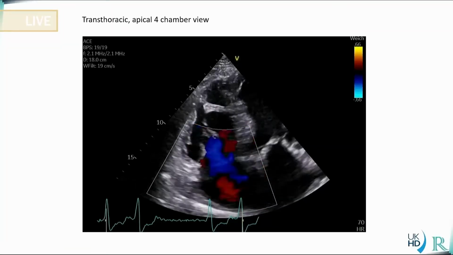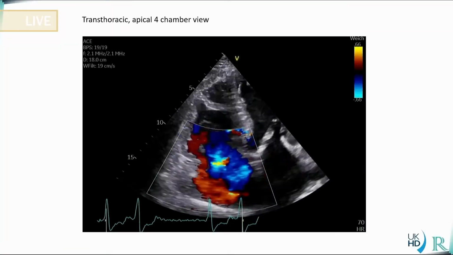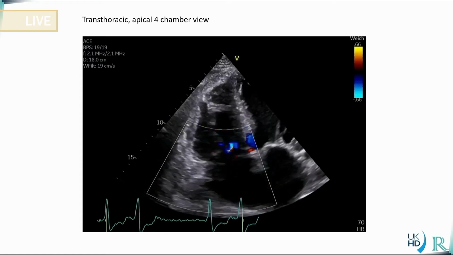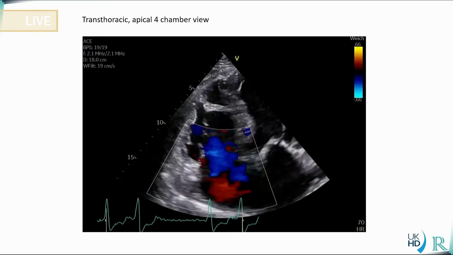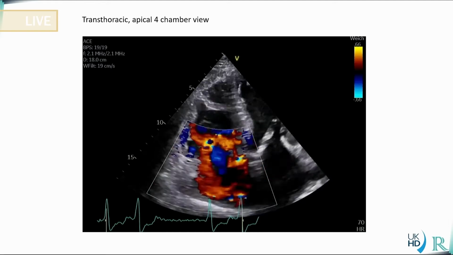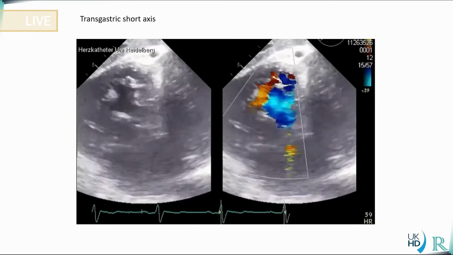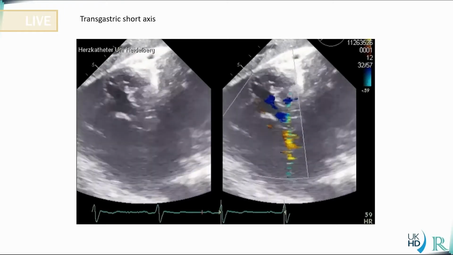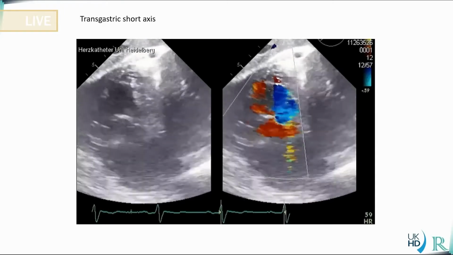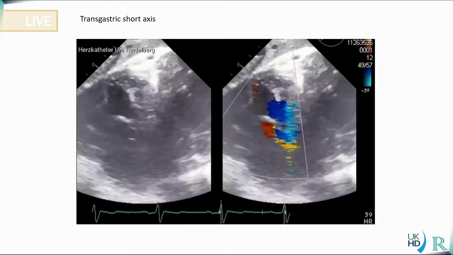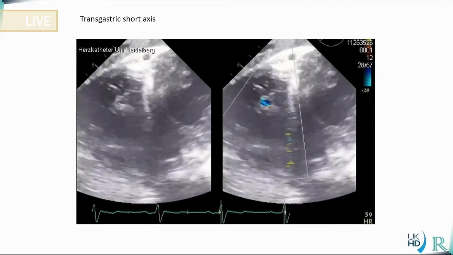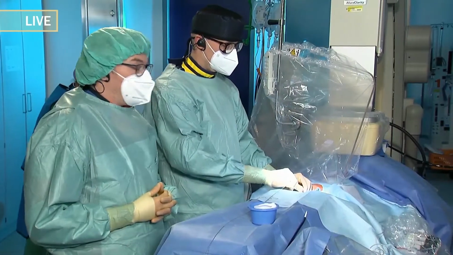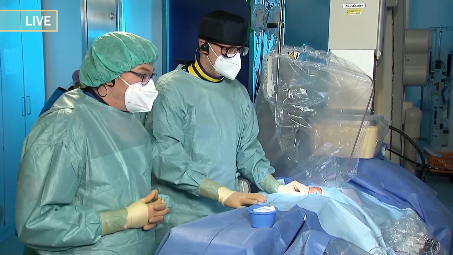On the next slide, these are the pictures we have taken when he came to us. First a transthoracic apical four-chamber view. You clearly see this massive regurgitation of the tricuspid valve. And on the next slide, I would like to show you also a transgastric short axis view where you see a rather central jet of the tricuspid valve. I would like to hand over to Philipp Schlegel to show you the current picture of the echocardiogram.